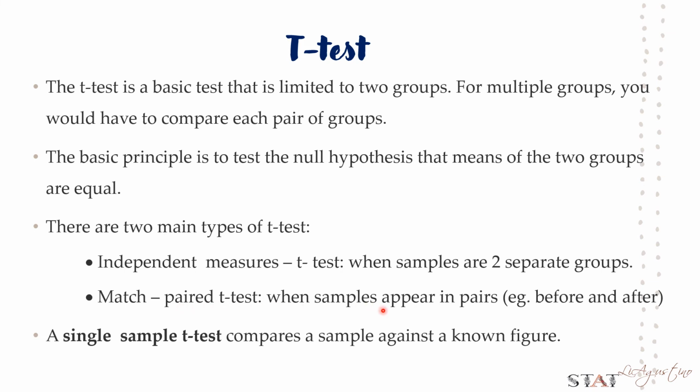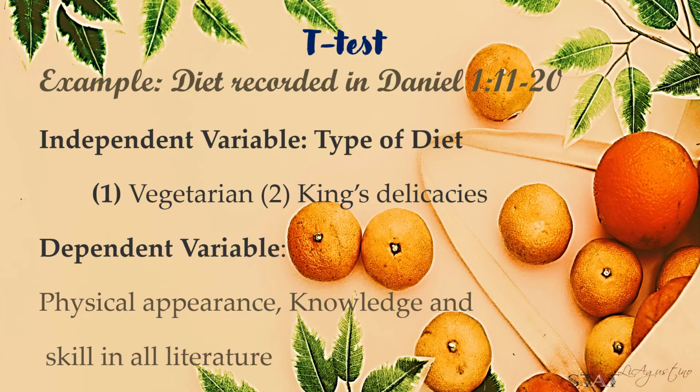So when samples appear in pairs, for example, before and after. As an example for independent measures, you would compare the academic performance between the male and the female. So they are two separate groups. And then a single sample t-test compares a sample against a known figure.